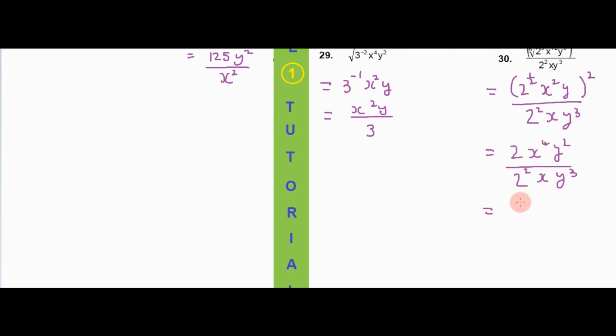Now we can subtract the powers where the bases are the same. So 2 to the 1 minus 2 is 2 to the minus 1. Then x cubed, y to the negative 1. Now we can move 2 to the negative 1 and y to the negative 1 into the denominator as positive powers. So just 2 to the plus 1, or just 2, and y to the plus 1, or just y. So we have x cubed over 2y.